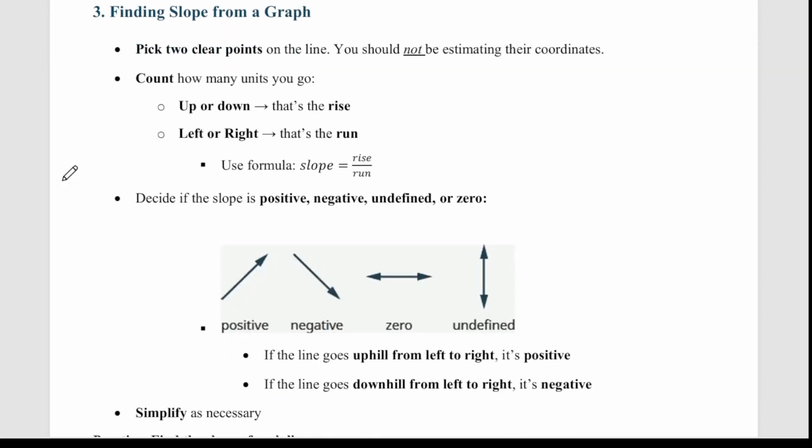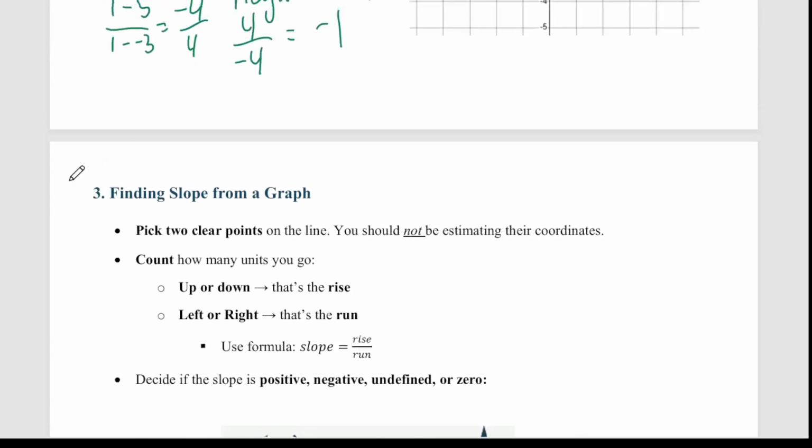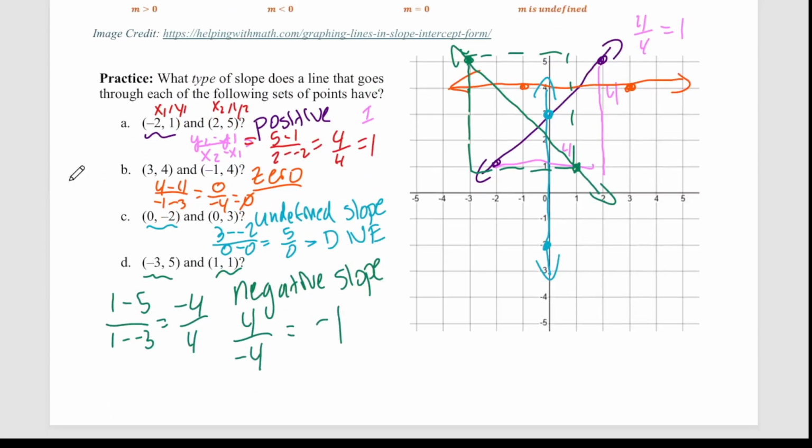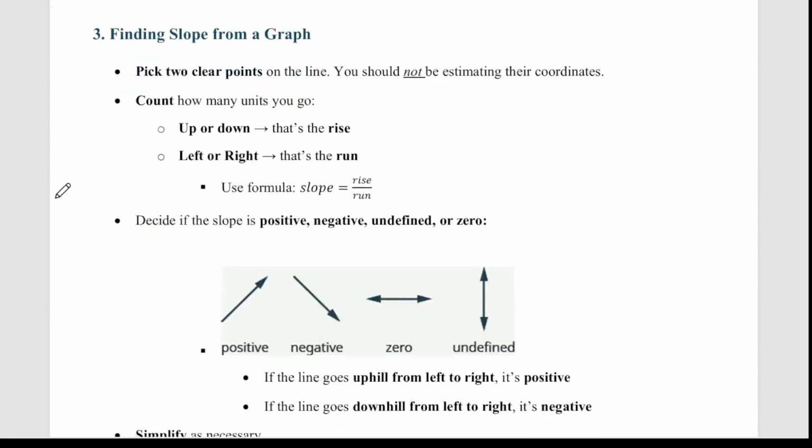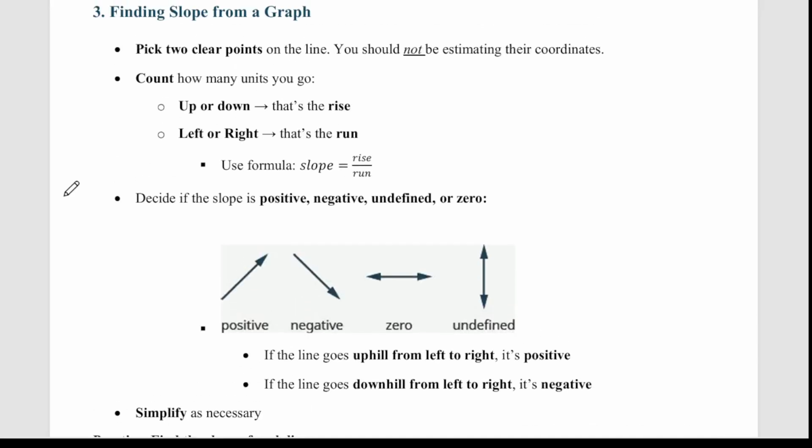So in order to find slope from the graph, you're going to do that process I was just modeling earlier, where you need to pick 2 clear points on the line. Be careful that you should not be estimating any coordinates. So on the lines we were looking at before, I don't know why you would try to do this, but you can't do -1.5, 3.5 type of deal. Don't actually try to estimate it. If you try to estimate it and it doesn't fall clearly on those grid marks, chances are you're going to estimate wrong and you're going to end up with the wrong points.